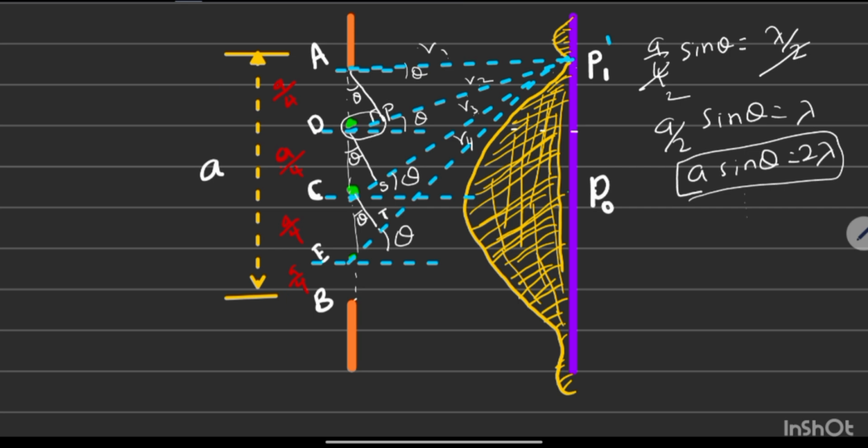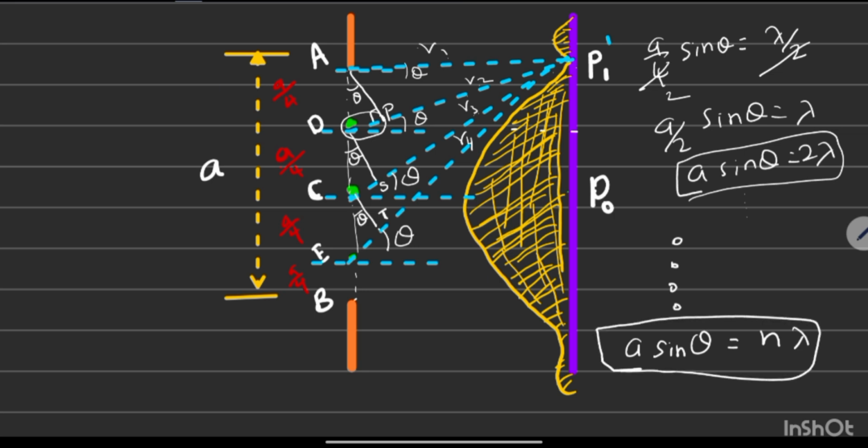So in the same way we can split the entire slit region into n equally spaced even intervals, and can apply the same notion there and find the condition for nth order minima. So the generalized relation for nth order minima is A sin theta is equal to n lambda. This is the condition for nth order minima.